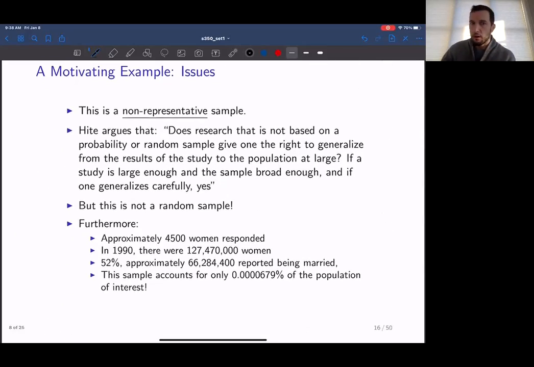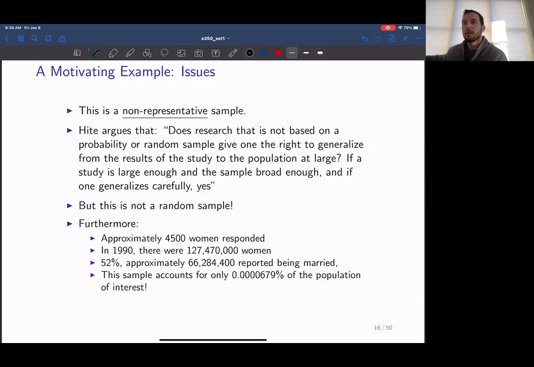So one of the main arguments here would be, again, that this is not representative of what the target population likely was. The author argues back, does research that is not based on probability or random sampling give one the right to generalize from the results of the studies to the population at large? If a study is large enough and the sample broad enough, and if one generalizes carefully, yes. So she answers her own question here. And I agree with her answer.